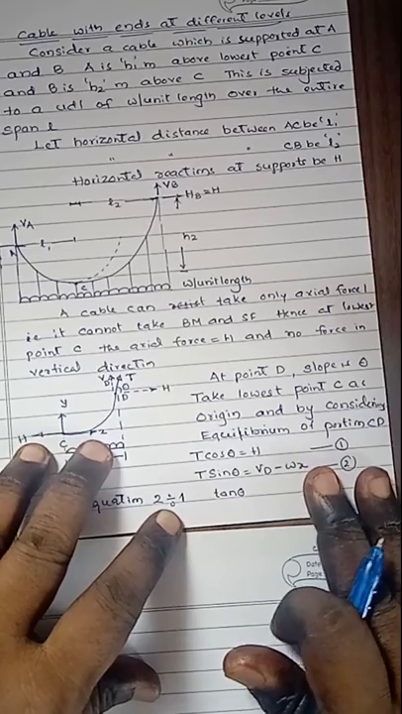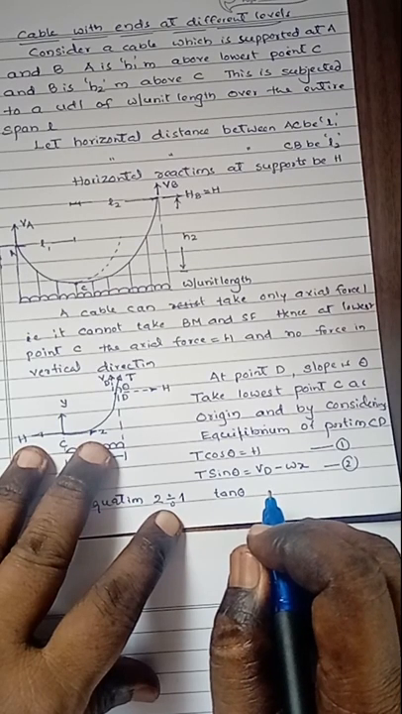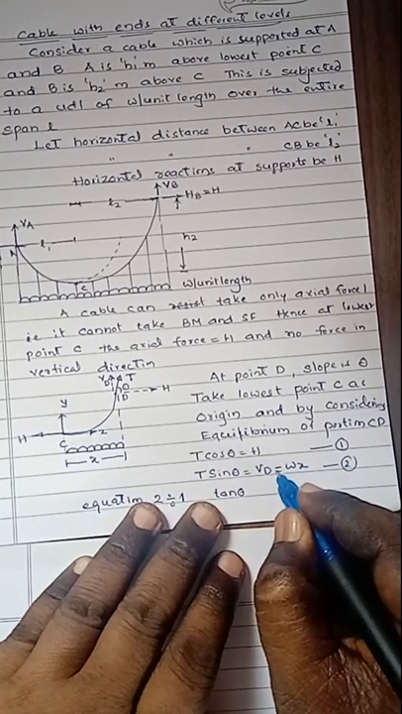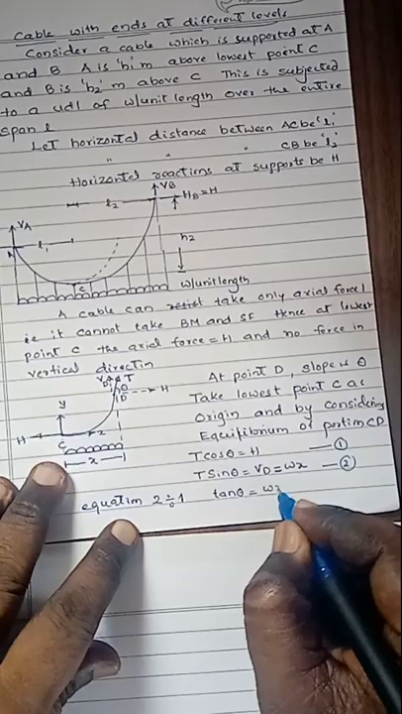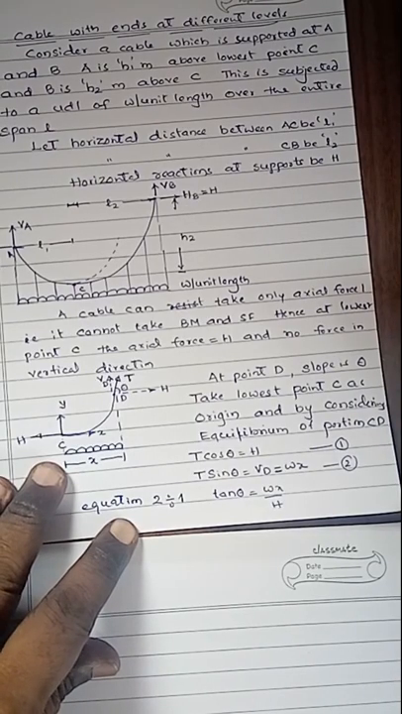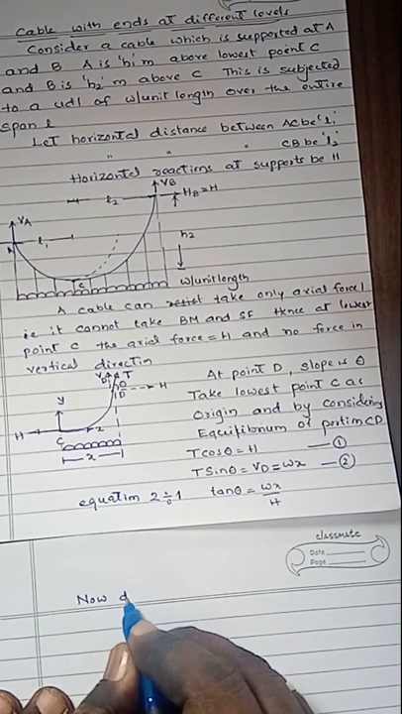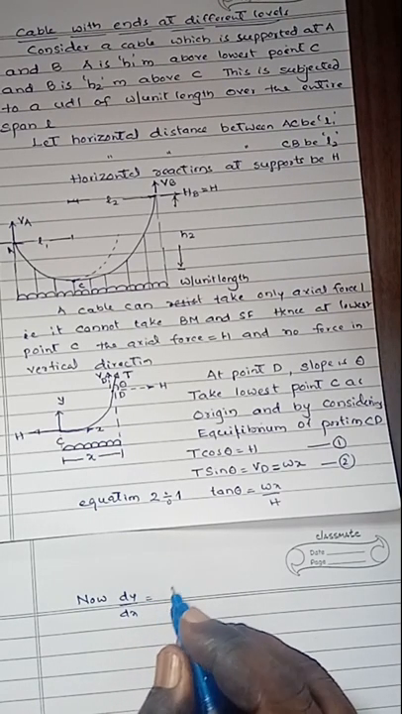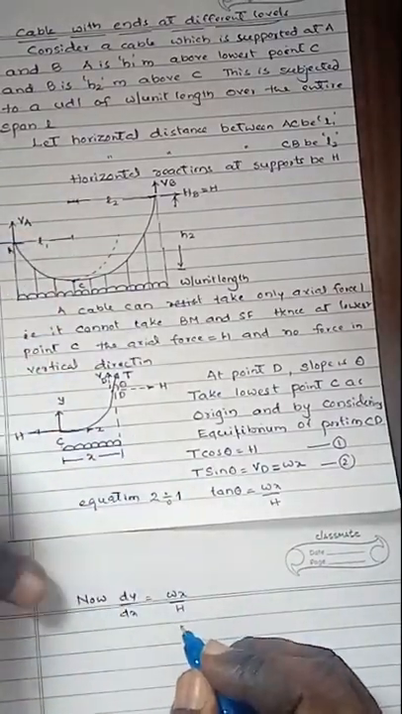we will get tan theta equals Wx divided by H. Now dy by dx equals, you know that in deflection you have studied dy by dx is nothing but tan theta, that equals Wx by H. Here you have got an equation.